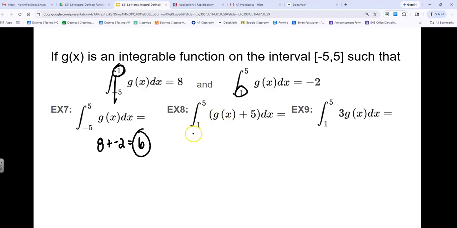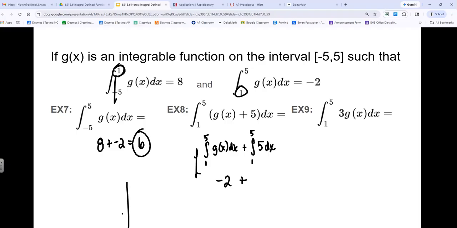What about if we have the integral from 1 to 5 of g of x plus 5? I got a plus sign here. Those properties of integrals told me I could split that up, right? So that means I could make this the integral from 1 to 5 of g of x dx plus the integral from 1 to 5 of just the 5 dx. So the integral from 1 to 5 of g of x dx is -2. That was given to me up here. Now, the integral of a constant.